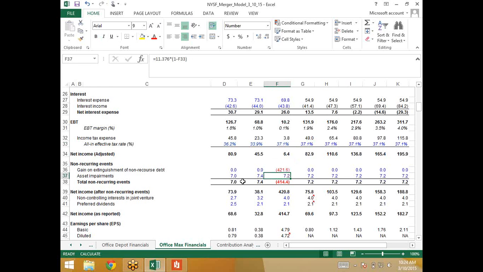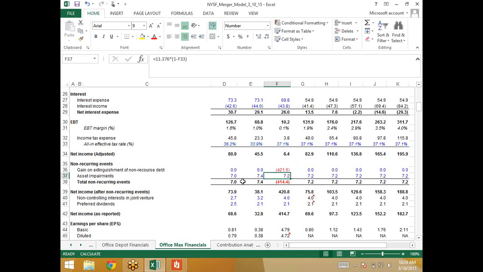So you're hitting on something that's unique to this specific non-recurring event. This non-recurring event is based on the assets of the business that Office Depot is acquiring. So for these projected ongoing asset impairments, you need to determine whether those are impairments to assets that Office Depot is acquiring. How would you determine that? I should go through the notes, things like that.